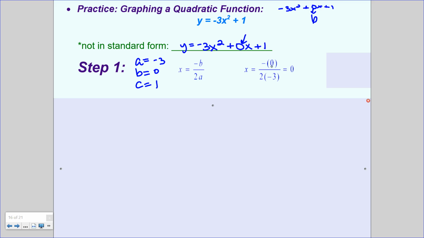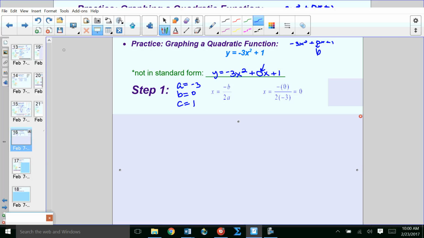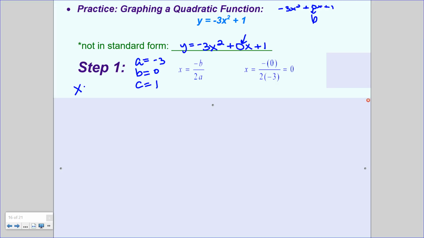All right, so if b is 0, we're going to write this as negative 0 over 2 times a, which is negative 3. So that simplifies all to just 0. So the x value of your vertex is 0. That also means your axis of symmetry is x equals 0. So we found the axis of symmetry to be x equals 0.